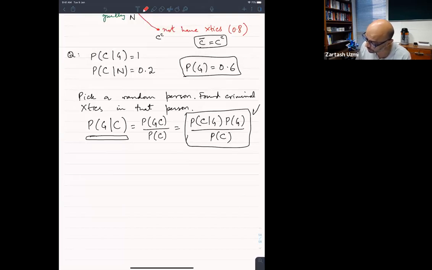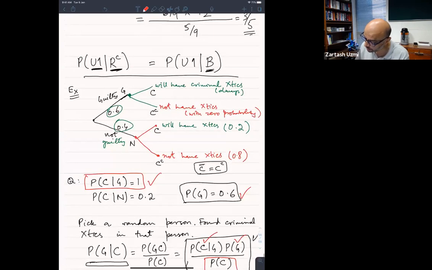This guy, probability of C given G, is known to us. Probability of G is also known to us. What is the probability of C? The probability of C is computed by partitions.